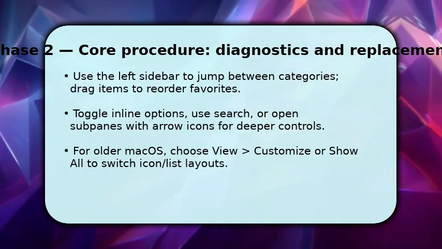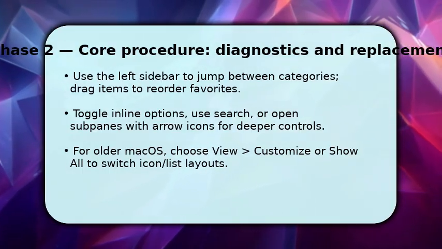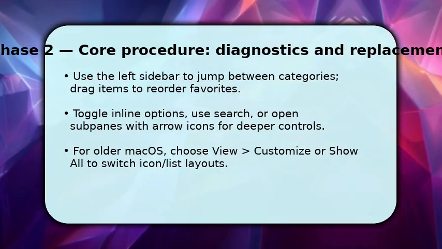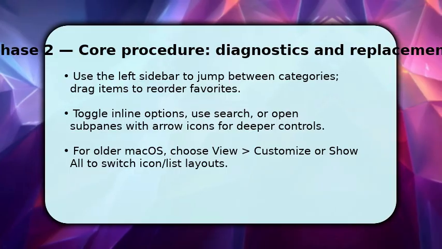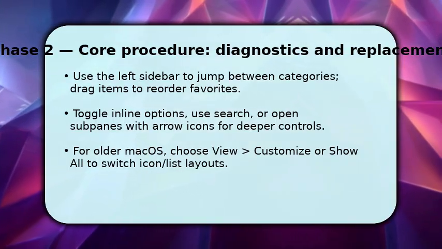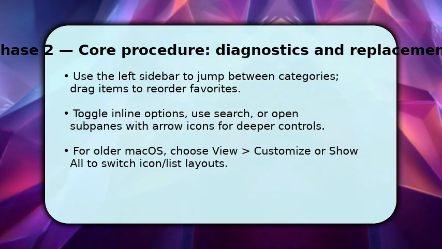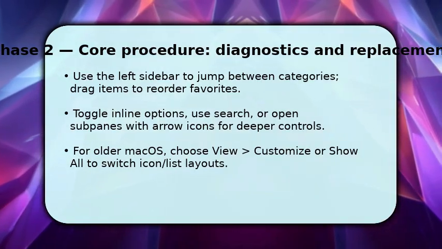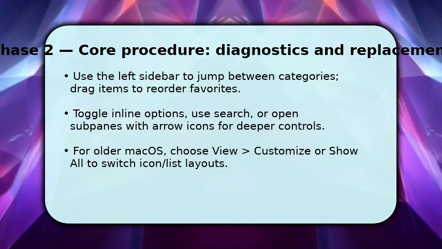Once inside a pane, expand arrow icons or inline toggles to reveal subsettings, and use the search to highlight related controls. This speeds workflows. On older Mac OS releases, the View menu offers icon versus list layouts. Choose Show All or Customize to switch. These steps change how quickly you find controls and what shows at a glance.